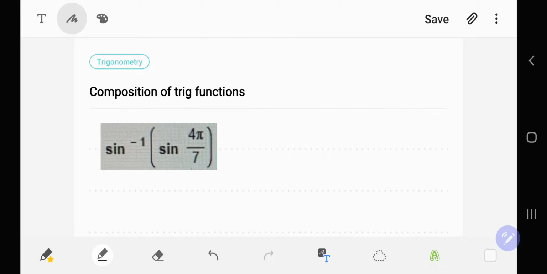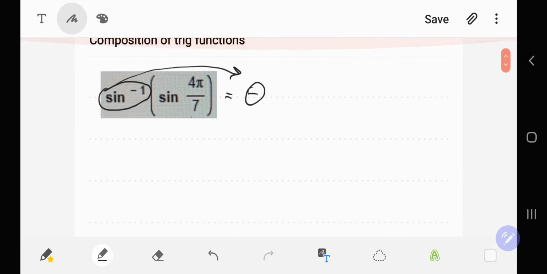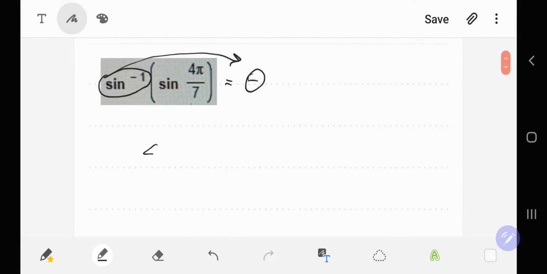Alright, so in this example, we're going to see if we can calculate the composition of trig functions. Here we have the inverse sine of the sine of 4 pi over 7. Remember that the inverse sine equals some angle theta. At this point, I'm going to bring the inverse sine over to the other side. What that gives me is sine of 4 pi over 7 equals sine of theta.